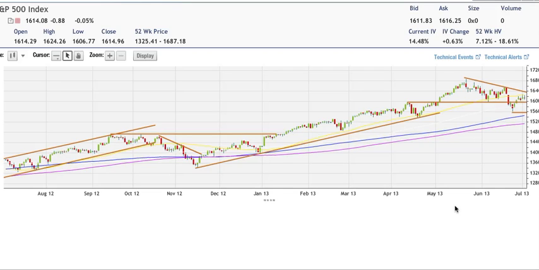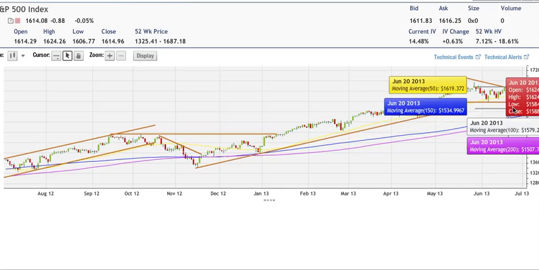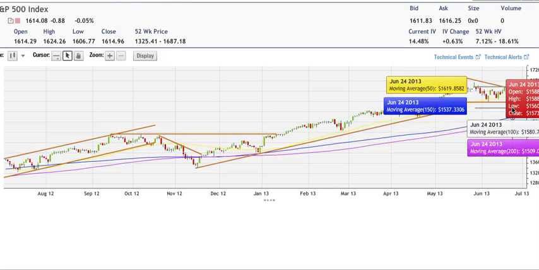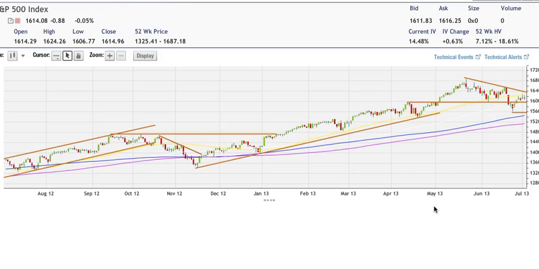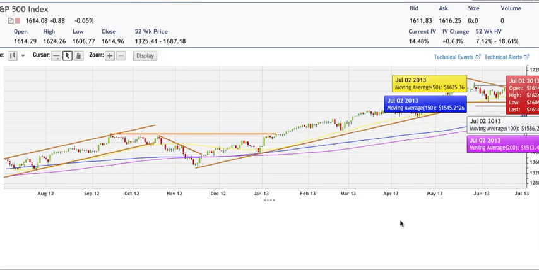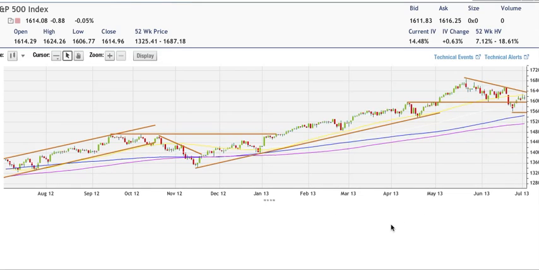If we go to the downside, it's going to be important to hold the 1600 level. If we break the 1600, I believe we're coming back here to test this previous low around 1560. That's going to be pretty important, and that's going to be in line with this moving average, our 150 moving average. So that's important to keep in mind.